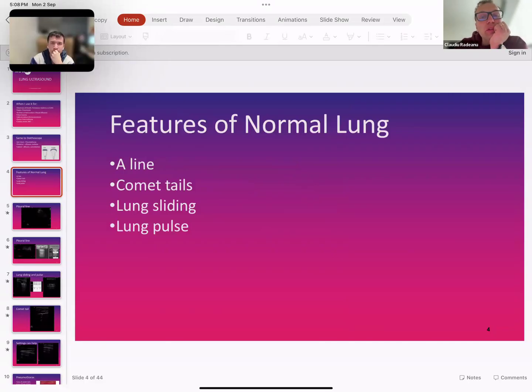The next thing we're going to talk about is how the normal lung looks on an ultrasound image, and we're going to have some images. There are a few concepts that I'm going to introduce: the A-line, comet tails, and lung sliding. These are primarily the 3 big things that we look at to diagnose if the lung looks normal or not. Okay, and we're going to go through each of them.